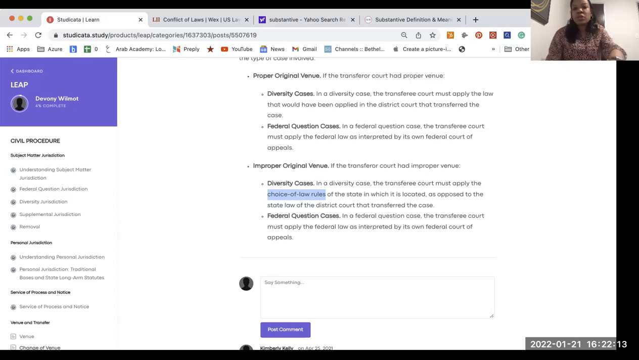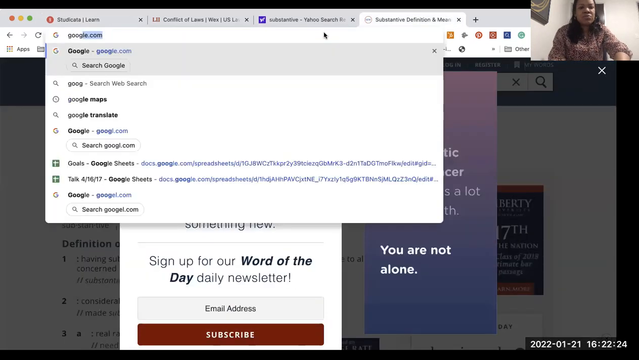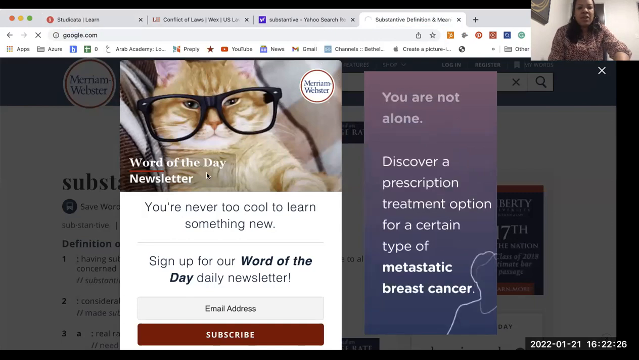So let's just do a quick Google search. We're learning how to research things, and we're gonna see what are the choice of law rules in Vermont. I don't know if we can find this, but we're going to try it. So let's go back to Google here.